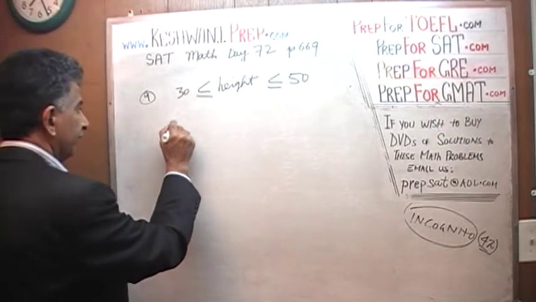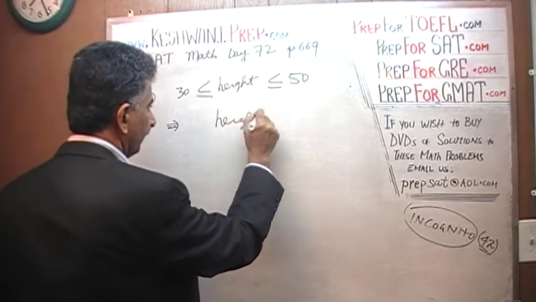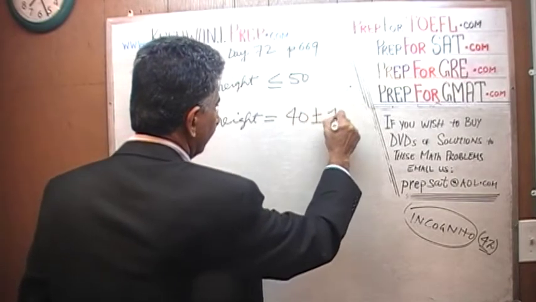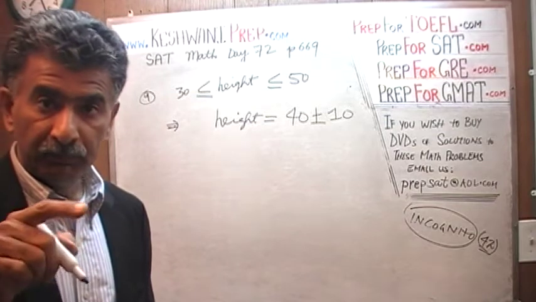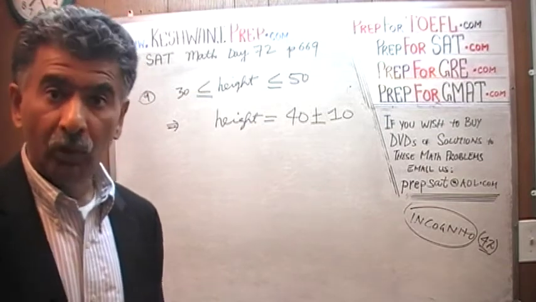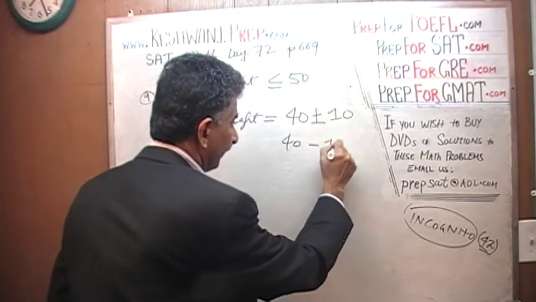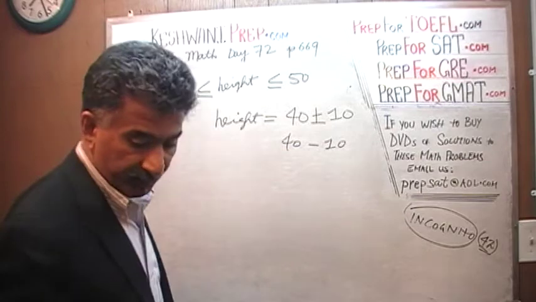This implies that the height of the child, whatever it is, has to equal 40 plus or minus 10. It could be 40 plus 10, which will go all the way up to 50, or it could be 40 minus 10. This is the other end of the extreme. 40 minus 10 will be 30. That's one way of writing it.